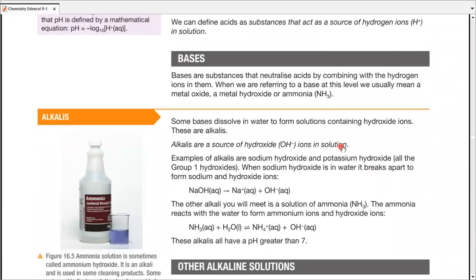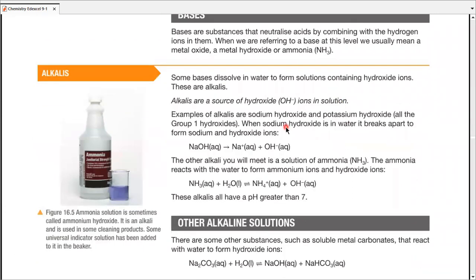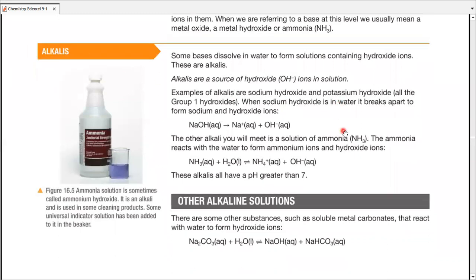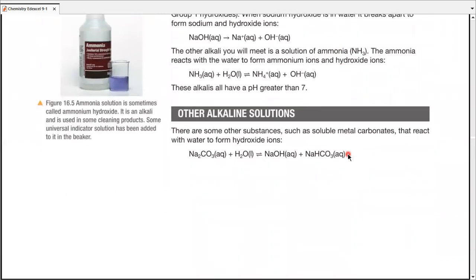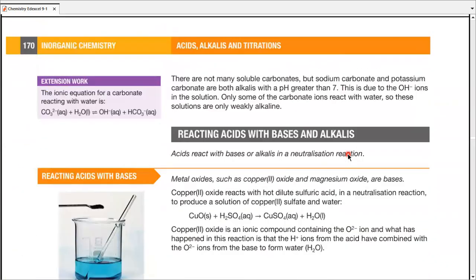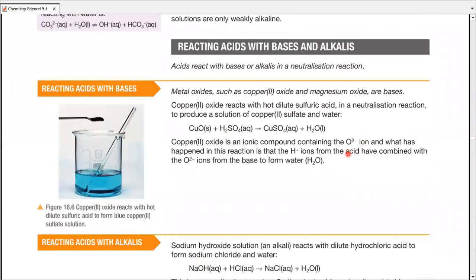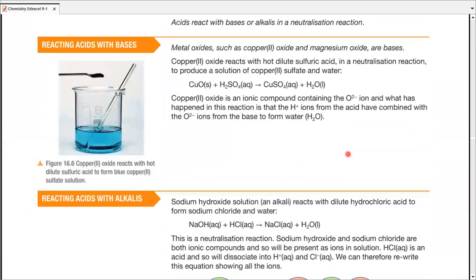Bases, on the other hand, can be divided into two categories: the insoluble ones and the soluble ones. The ones that are soluble in water, we call them alkalis. Alkalis give hydroxide or OH negative ions in the solution. We discussed them in detail too. Then we discussed how bases and alkalis react with acids, and we call it a neutralization reaction.